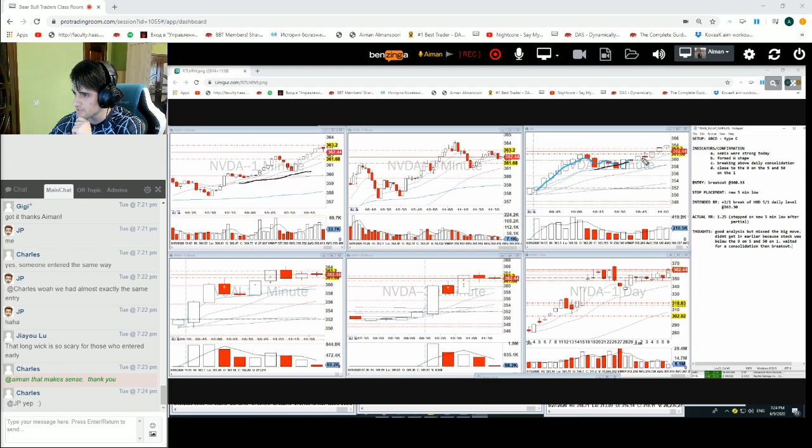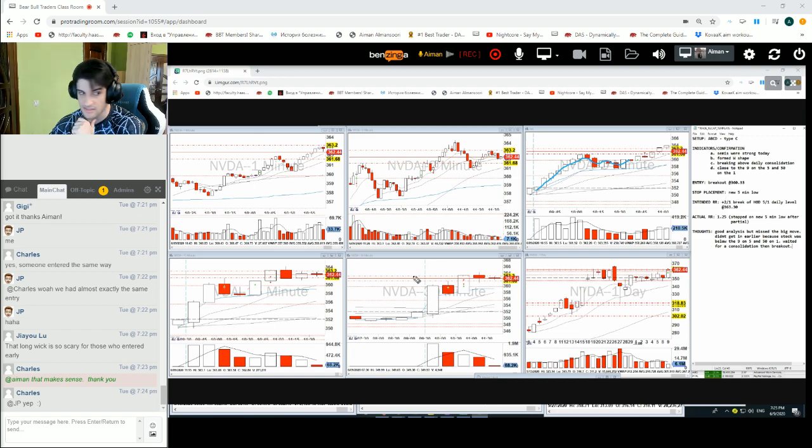Entry: you went in at the breakout at 360 and 33 cents. Your stop loss was a new 5-minute low, which was the previous 5-minute candle. Wanted to get to 2 to 1 for the break of the high of the day, but you got 1.25 hours. Good analysis, but I missed the big move. Didn't get it earlier because the stock was below the 9 and the 5 and below the 50.